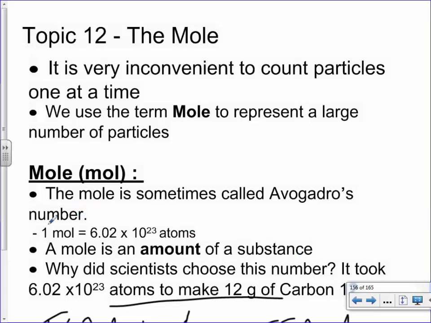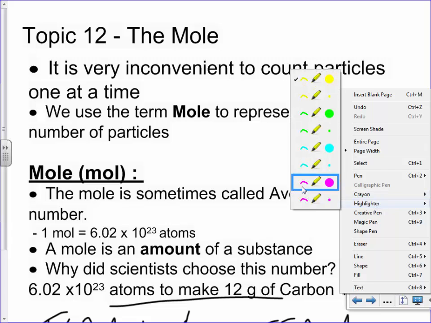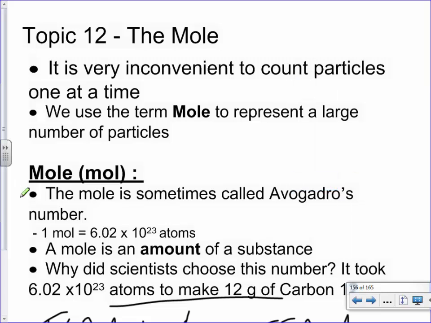And I'd highly recommend you write this down somewhere important. I'll even use the highlighter here. Sometimes it's called Avogadro's number. A mole is 6.02 times 10 to the 23 atoms. And there's a lot of information we need to unpack with just that one thing I highlighted there.